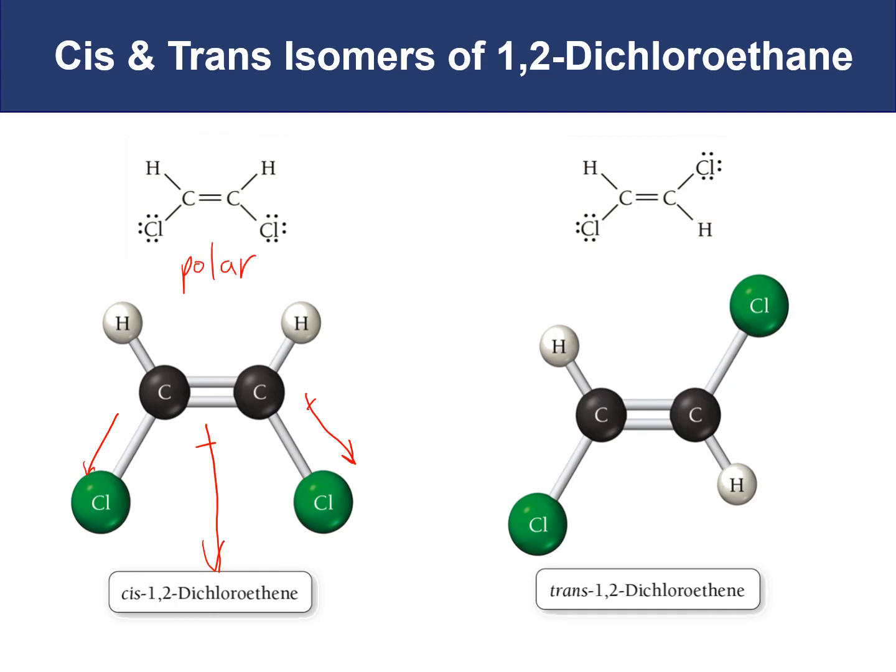For the trans isomer, you have one dipole that's pointing that way in a bond and another one that's pointing the other way. When we add these two together, they cancel each other out. The one down here is going down and to the left, and the one up here is going up and to the right by the exact same amount. So when you try to add the two together, they cancel out and there is no net dipole. So this is non-polar.